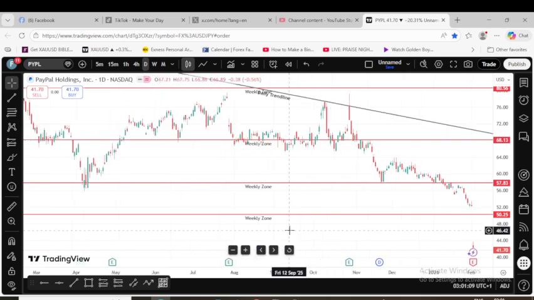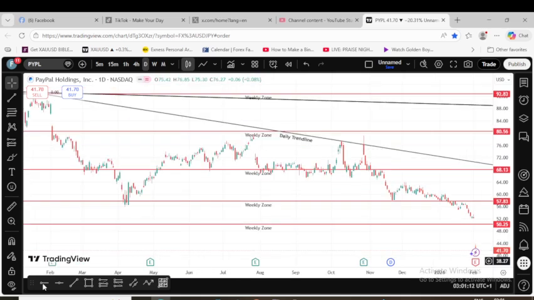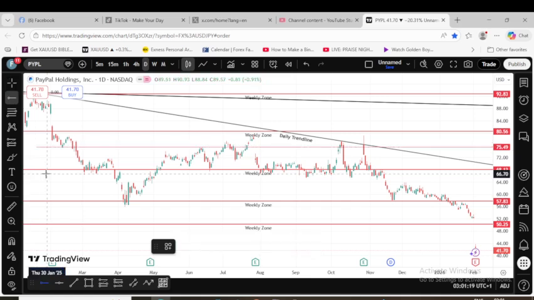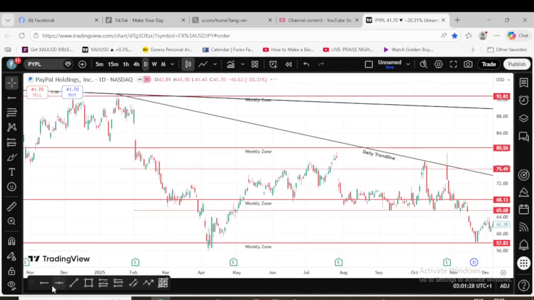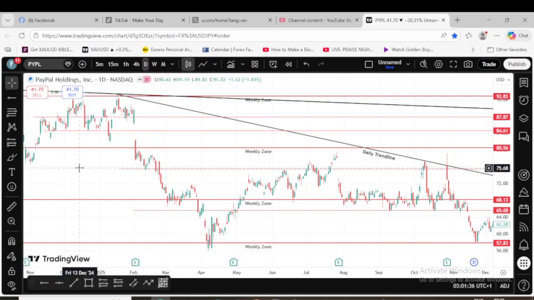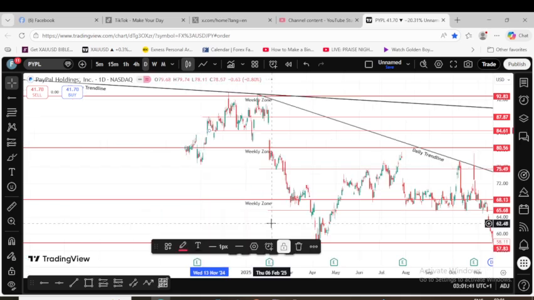Okay, so the next thing for us to do is to identify our trend lines and identify our daily zones. So we have a daily zone here. Let's lock it. We have a daily zone here. Let's lock it. Where else? We have a daily zone here. We also have another daily zone here.